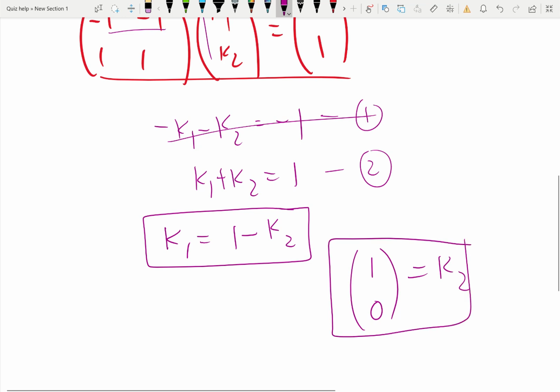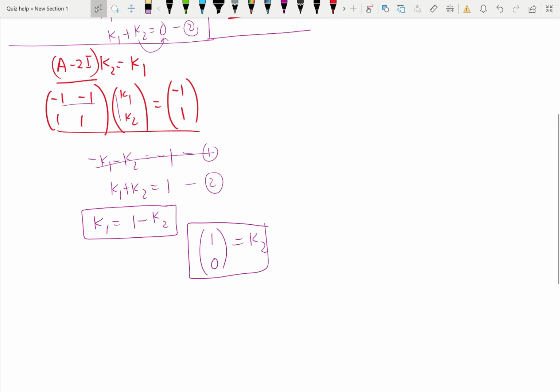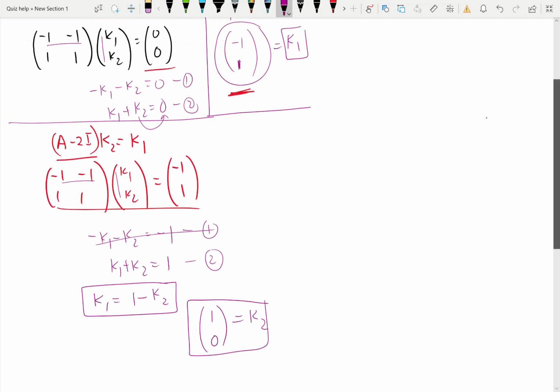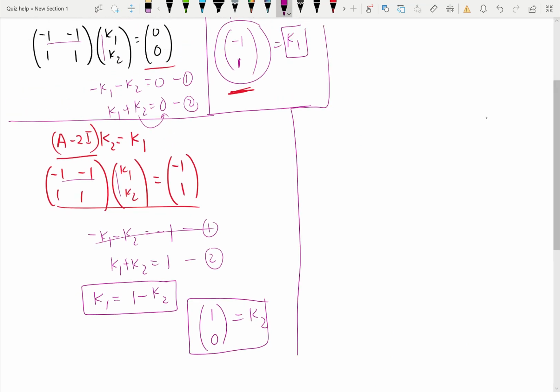You could have chosen k2 to be 1. Then 1 minus 1, k1 is 0. That's also fine. You can choose any number you like, but I choose it to be 0. So this is k2, the generalized eigenvector. Now let's summarize, and remember we write the general solution in a different way.